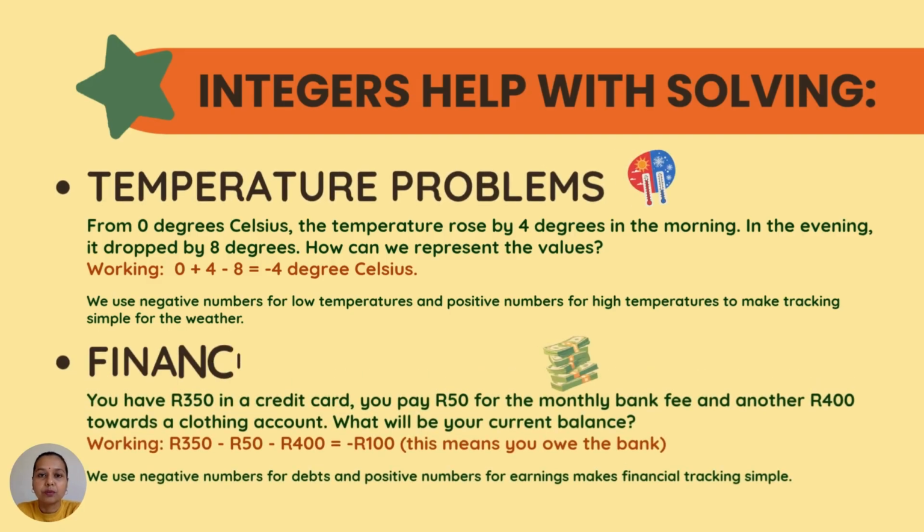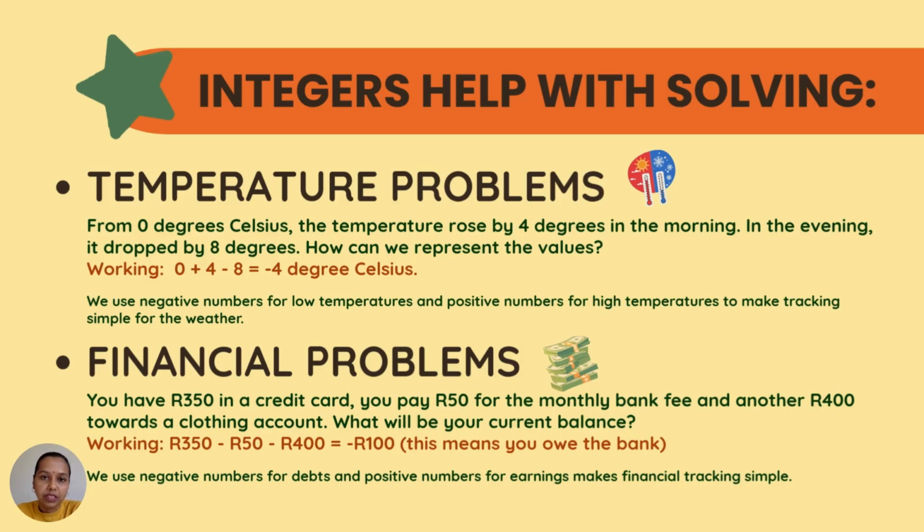So integers help us with solving some problems. Firstly, we're going to work with temperature problems. The example shows from 0 degrees Celsius, the temperature rose by 4 degrees in the morning, and in the evening it dropped by another 8 degrees. How can we represent these values?